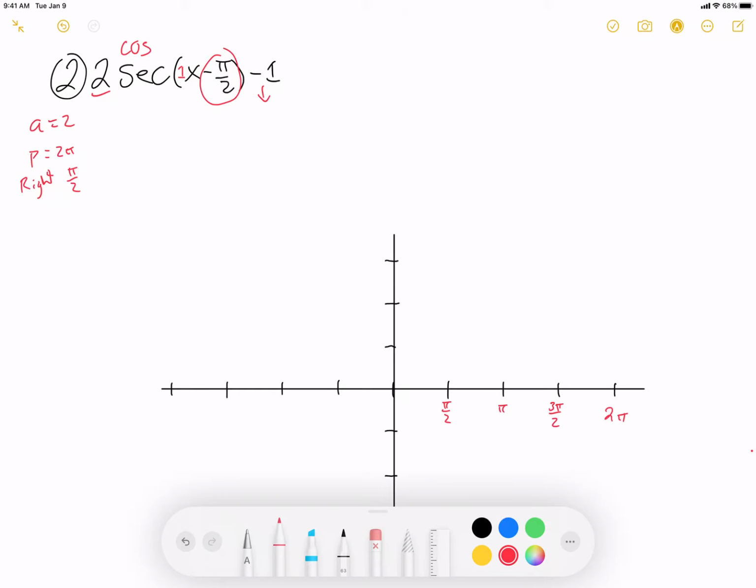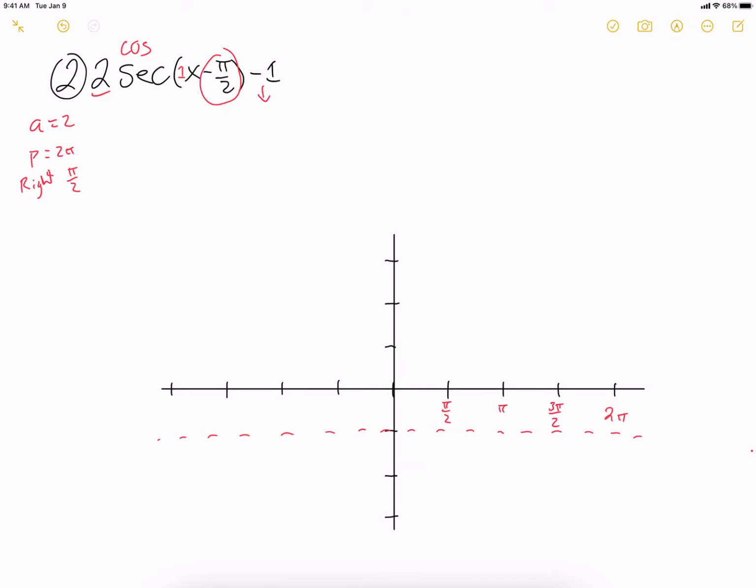Now we're going to go down 1, so we'll have to make sure we put our dotted line here. Down 1. But our amplitude in this case is 2, meaning that we are going to have to go up a distance of 2, and this will be our maximum. And down a distance of 2, and this will be our minimum.